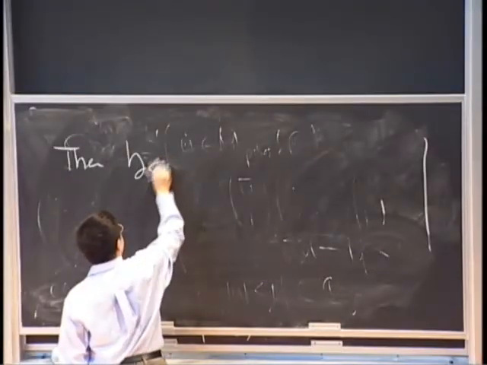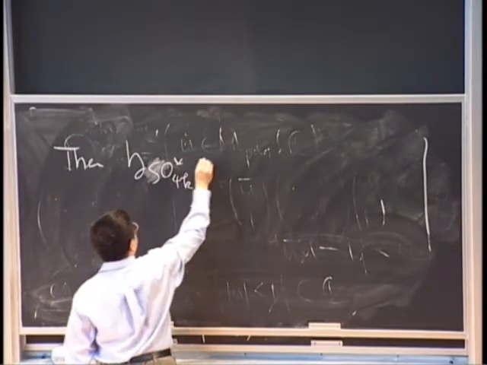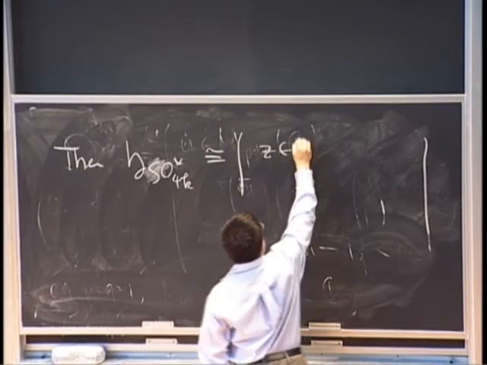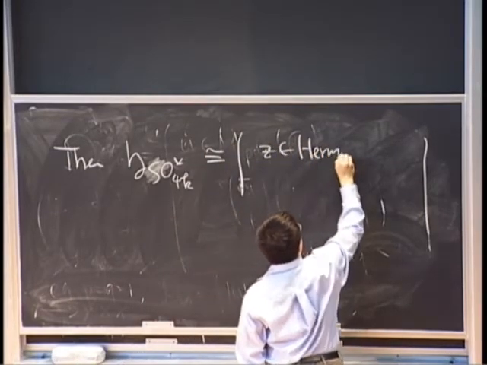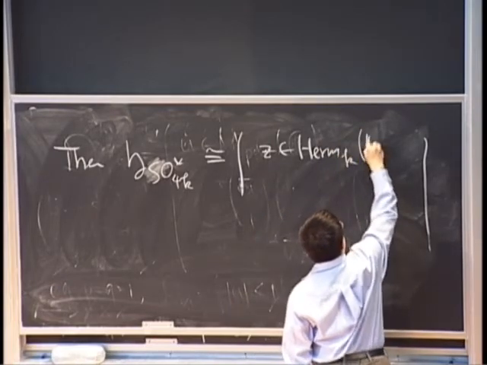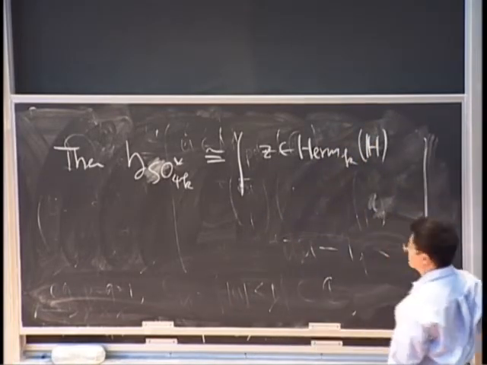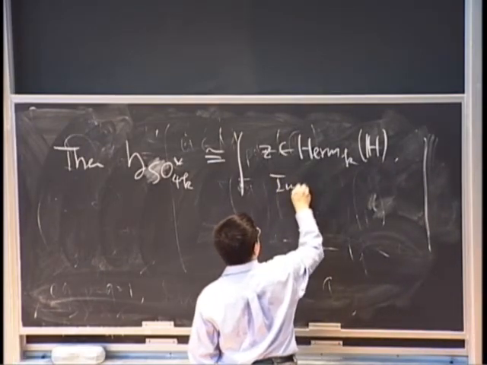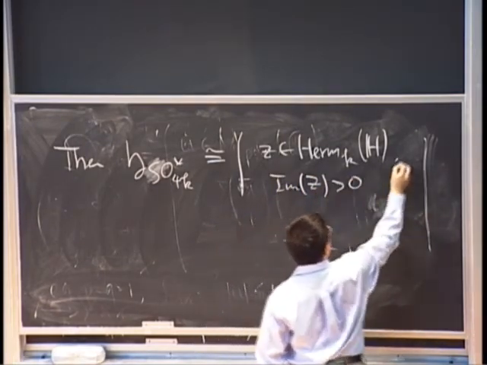Well, this is actually isomorphic to all the elements. Well, this is, again, some kind of abuse of notation. All the Hamiltonian matrices which are Hermitian with imaginary part positive definite.